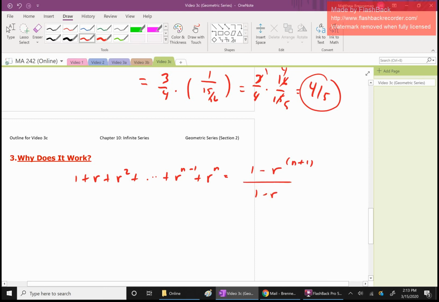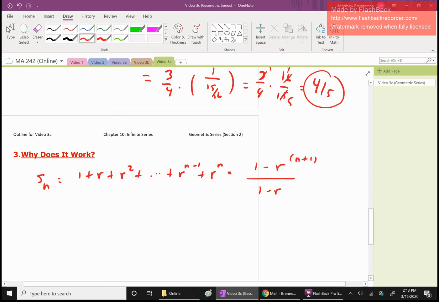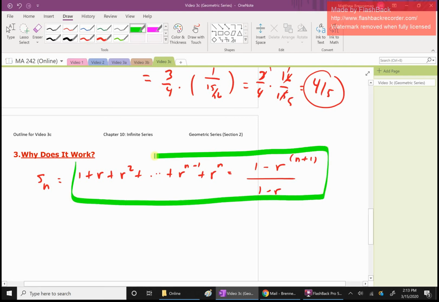And by the way, you should notice that this is the nth partial sum for a geometric series. But I want to focus on just this statement right here. I want to show why this is true. And the reason why that's true is if I bring the 1 minus r over to the other side, I'm going to have 1 plus r plus r squared plus dot dot dot plus r to the n minus 1 plus r to the nth, times 1 minus r. You notice that we actually get a telescoping sum.